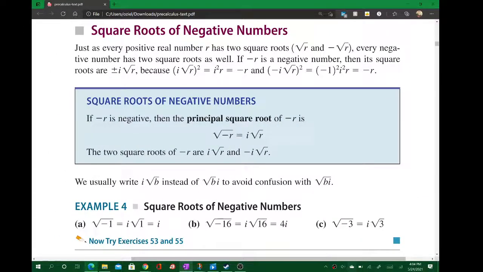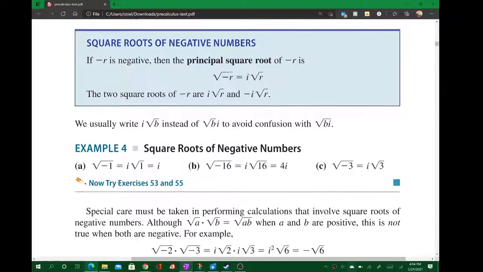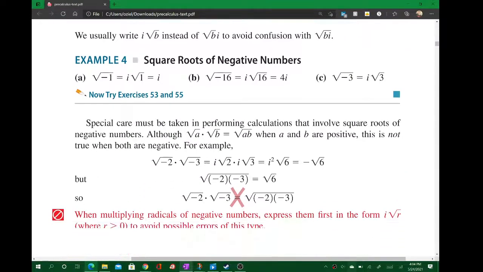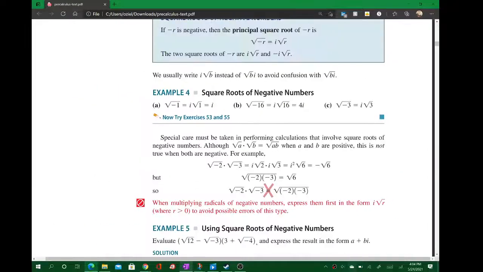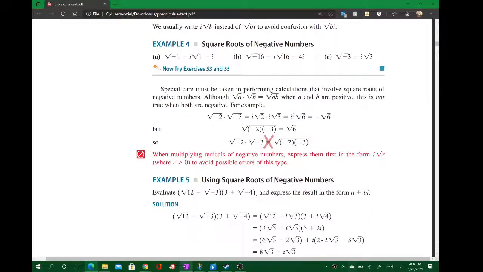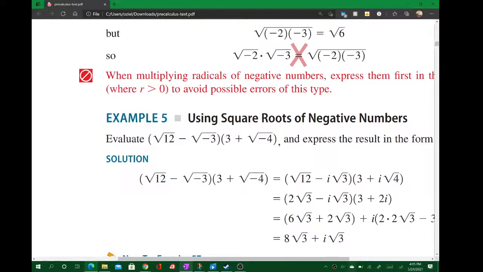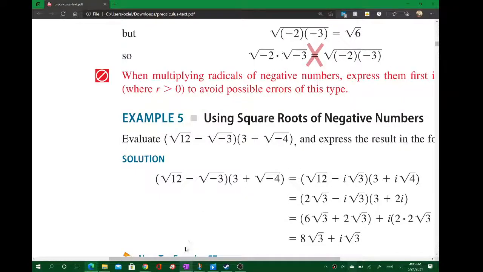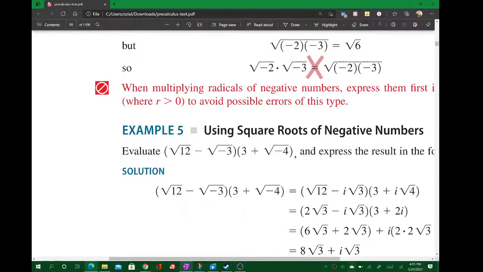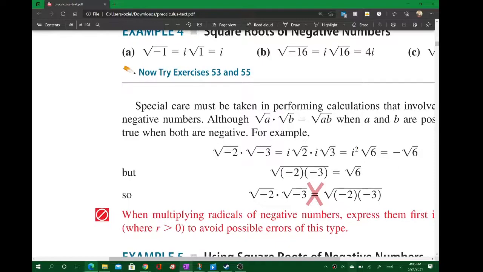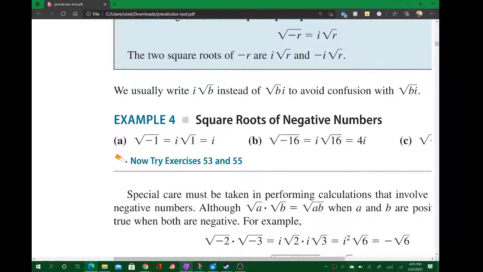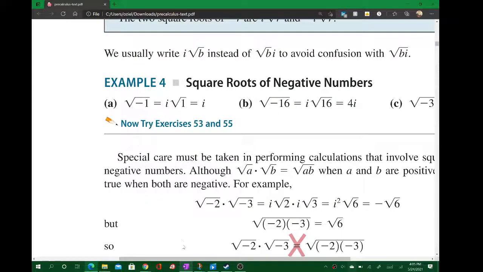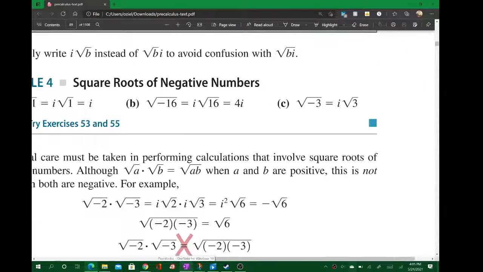Okay, so square roots of negative numbers, yes. Anytime you have a negative number inside the square root, you always want to make sure to take that negative square root out. So you can do the following. So basically, let's do this one here, right? Let's do example 5. Or let's do one of these examples.